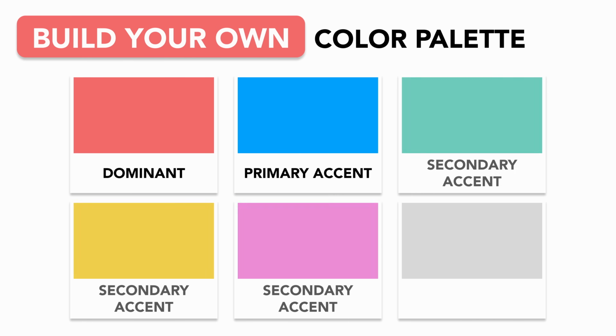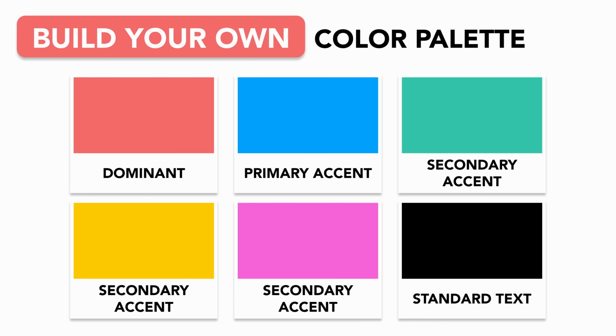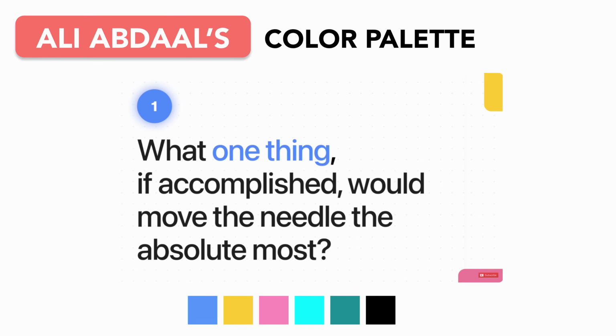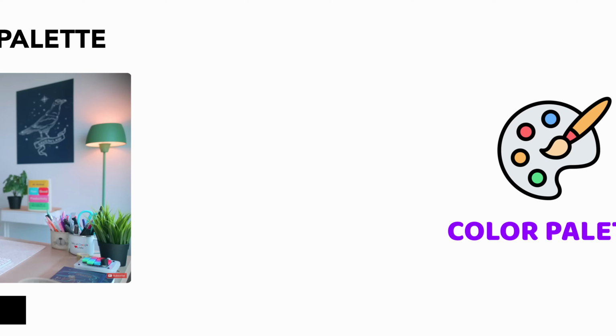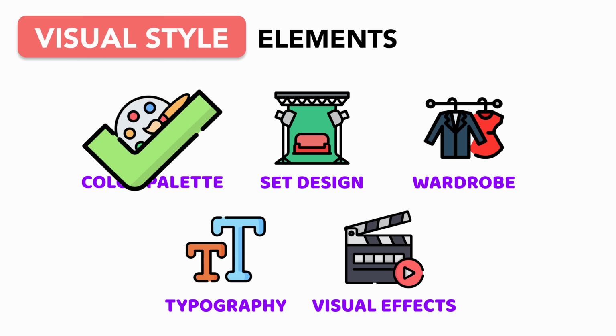When assembling a color palette of your own, aim for 6 colors. 1 dominant color, 1 primary accent color, 3 secondary accent colors, and 1 standard text color. You can have more or fewer brand colors, but these 6 will give you a solid foundation. And once they're set, these colors will become the thread tying everything else together. Your thumbnails, graphics, typography, even set design. So it's worth getting at least somewhat of a picture before moving on to the rest of your visual style.